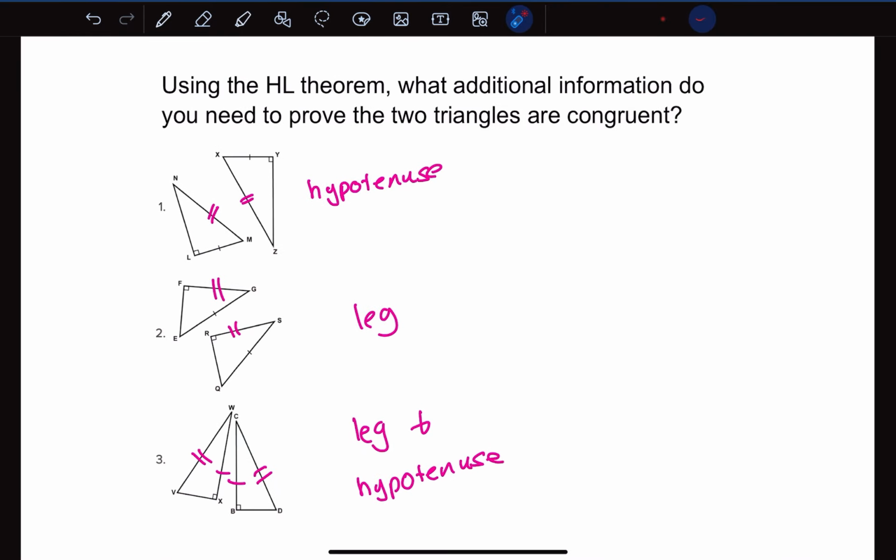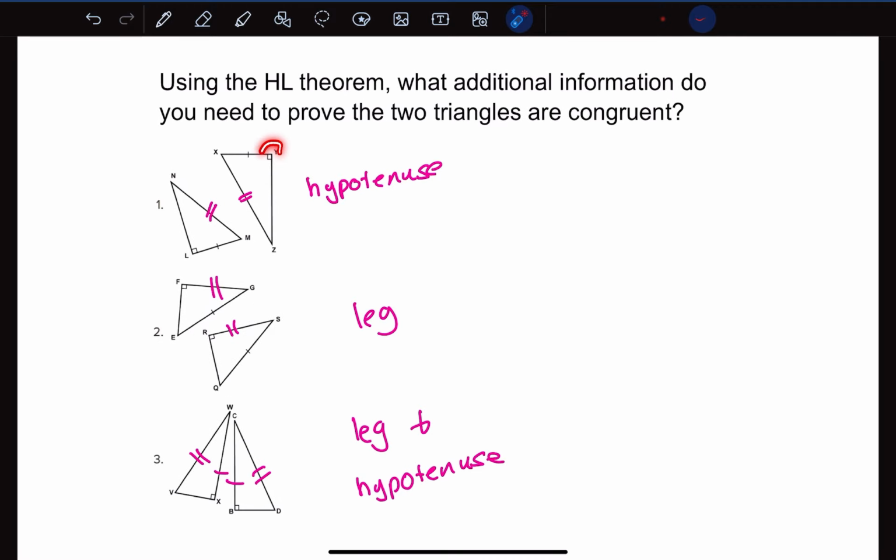So if I want to use the HL theorem, what additional information do you need to prove that the two triangles are congruent? If we look at one, we are given that it is a right angle.